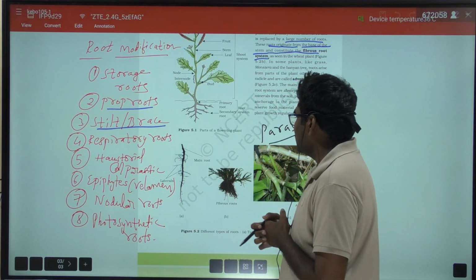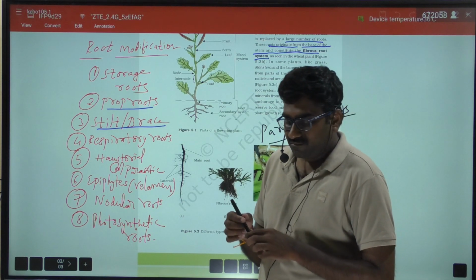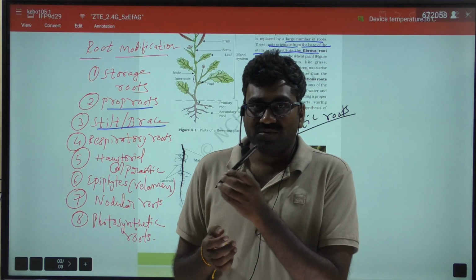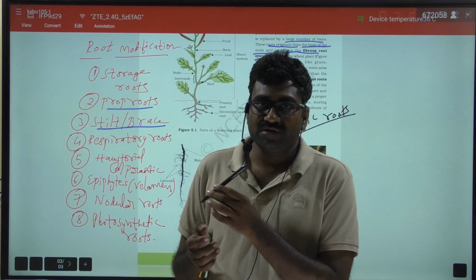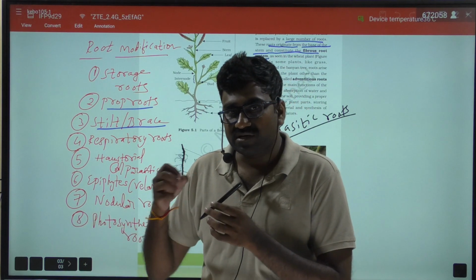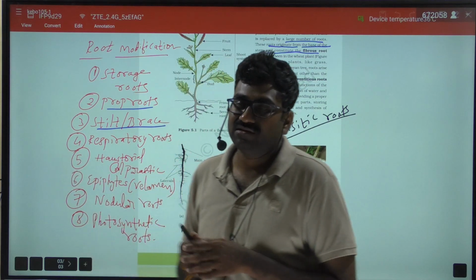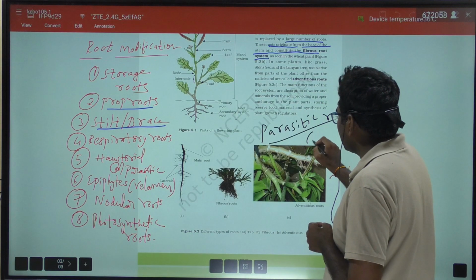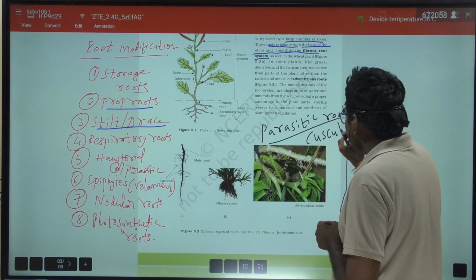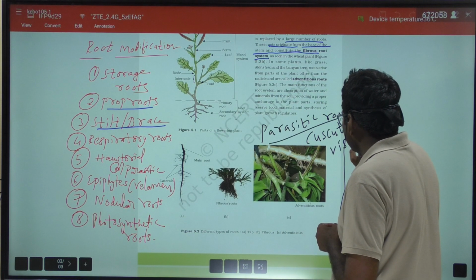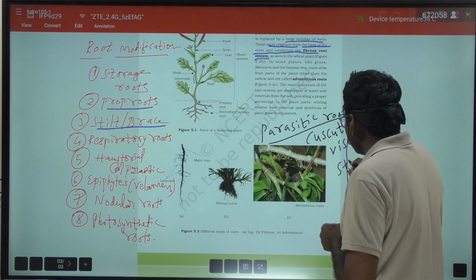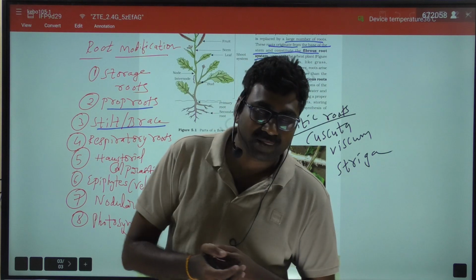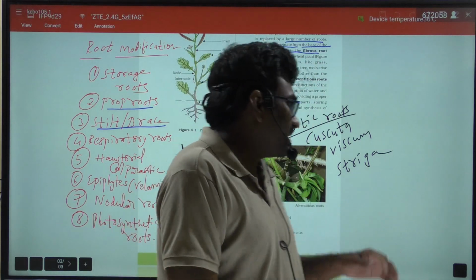These plants' roots project into the other plant's root up to the xylem and phloem, and then they grab the nutrients from that other plant. So that is haustorial or parasitic. Examples: Cuscuta, Viscum, Striga, Rafflesia are some of the examples of these parasitic plants.